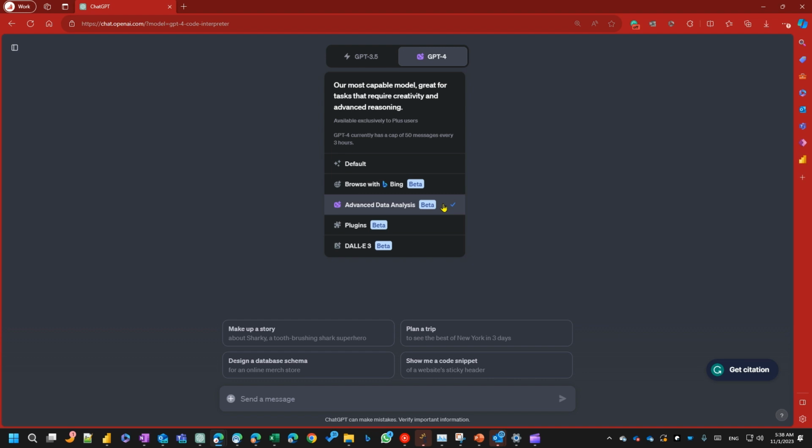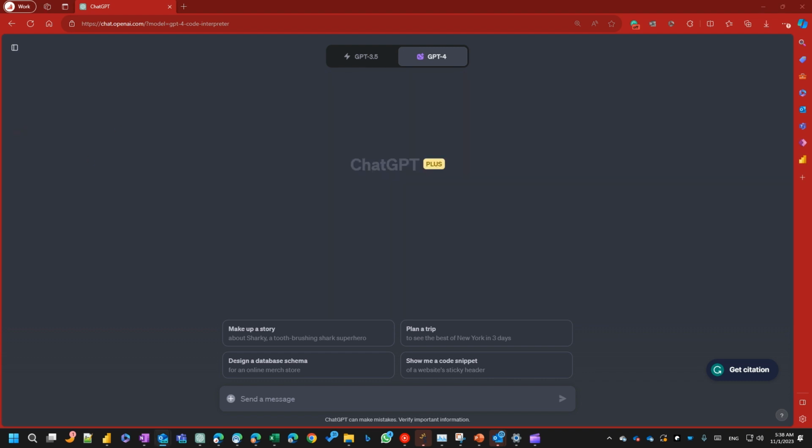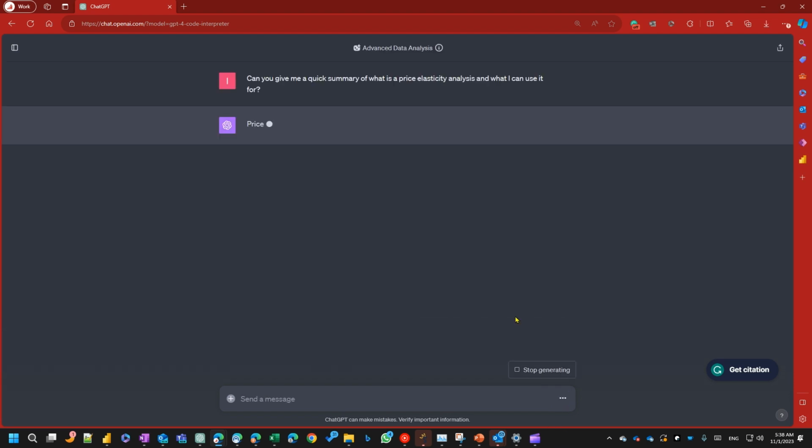Maybe you can just mask some data so it doesn't really know who is what, but it can still use the data quantity and prices to determine the best price for you. Before that, let's understand what exactly a price elasticity model or elasticity analysis is. Can you give me a quick summary of what a price elasticity analysis is and what I can use it for? I'm going to click here so it can give us an understanding of what we're doing.